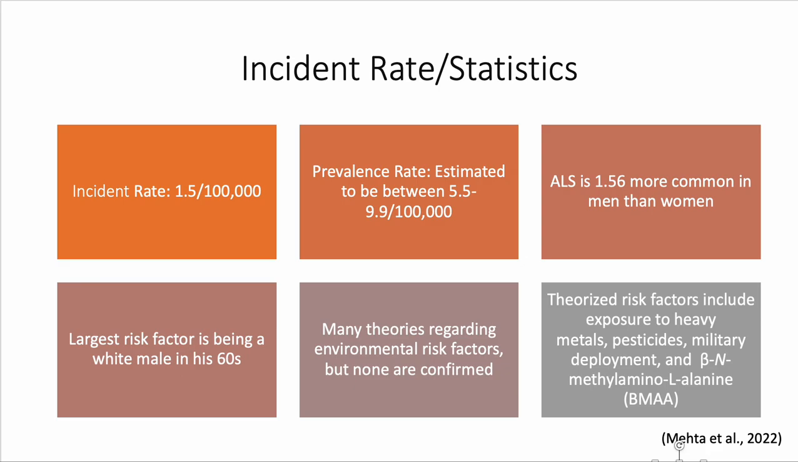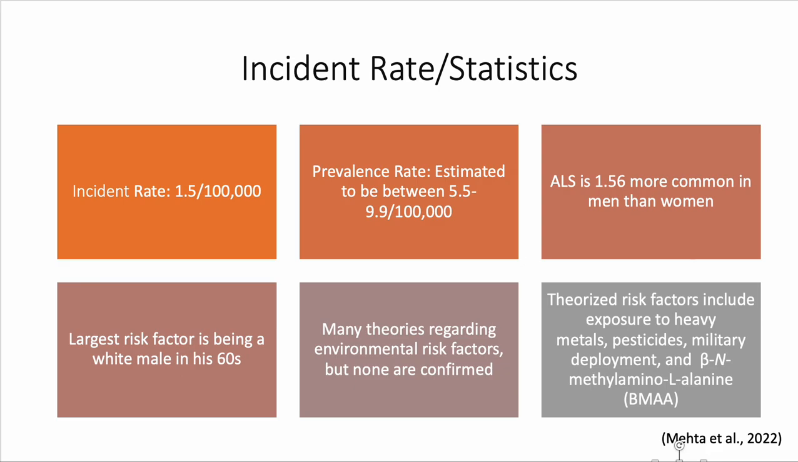ALS is 1.56 times more common in men than women, and the largest risk factor for ALS is being a white male in his 60s. The odds of being diagnosed with ALS increase with age until the age of 80, then decrease. There are instances of people being diagnosed with ALS in their 20s and 30s, but this is rare.